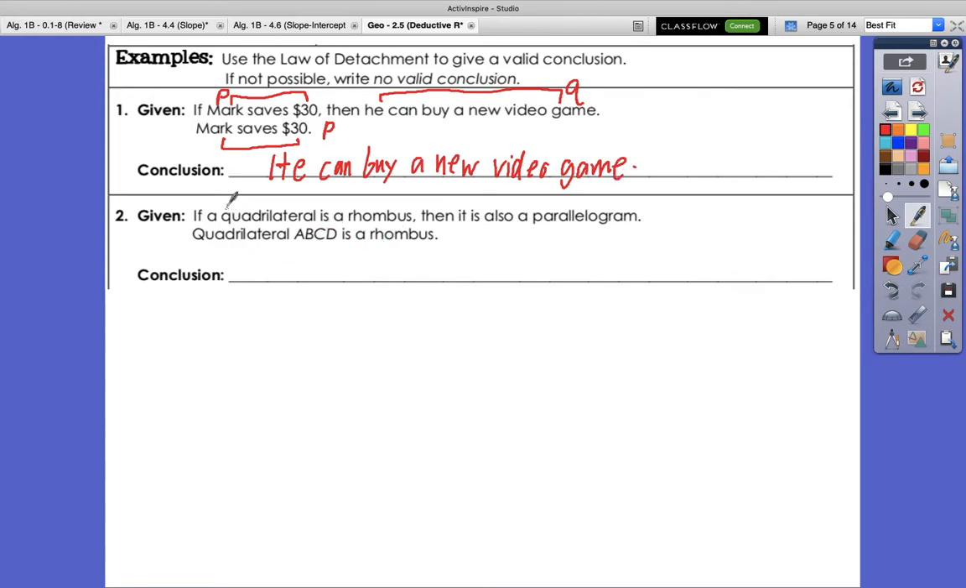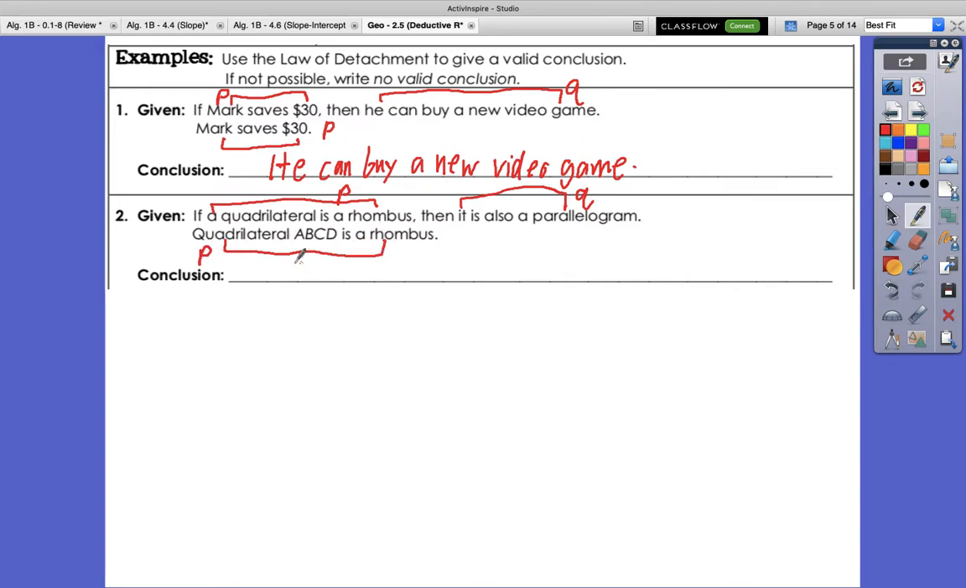On number 2, if a quadrilateral is a rhombus, then it is also a parallelogram. So again, we're going to identify our hypothesis and conclusion. Quadrilateral is a rhombus. That's our hypothesis. It is also a parallelogram is our conclusion. Well, quadrilateral ABCD is a rhombus, so we have a quadrilateral being a rhombus.